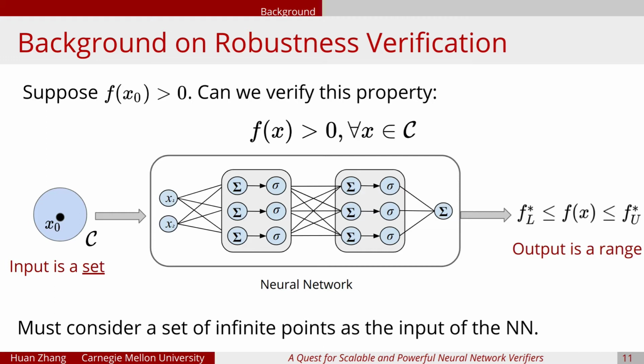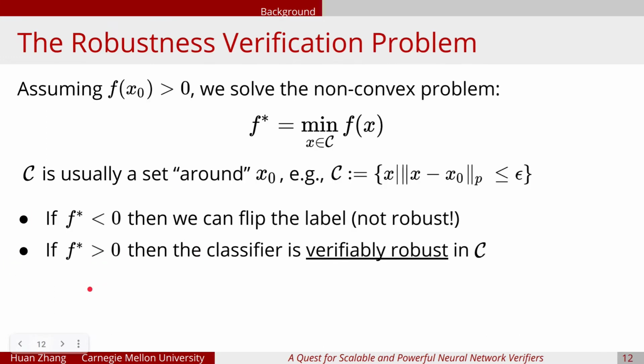To prove the property of the network, we have to consider an infinite set of points in the input perturbation set. To formally state this problem, we can solve this non-convex problem where we want to find the minimum value of f(x) inside the perturbation set C, or we can also solve for the maximum of the function to get the upper bound.